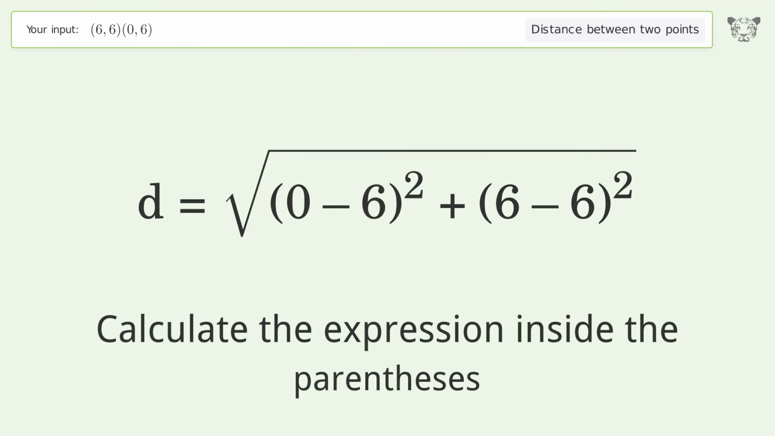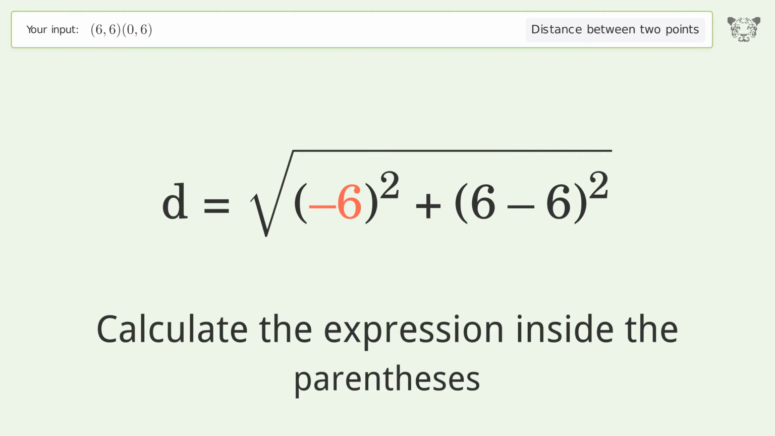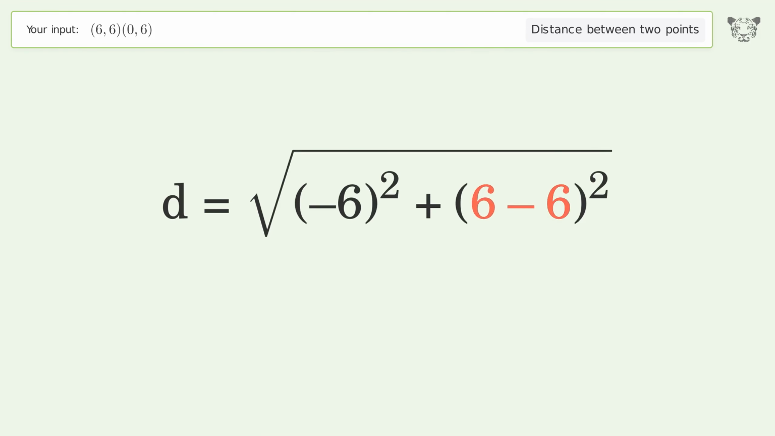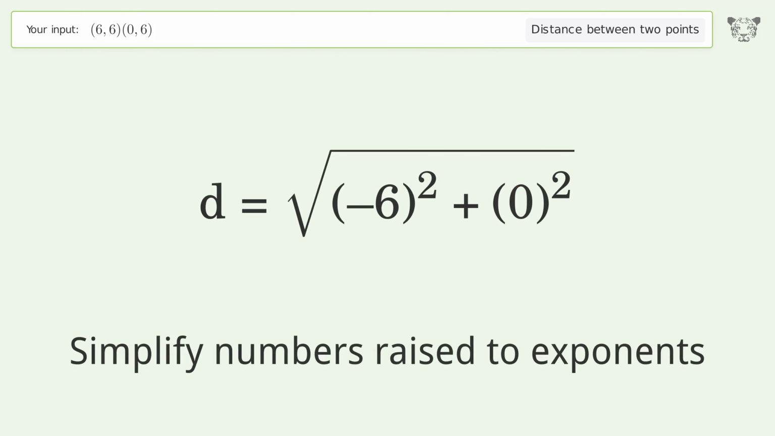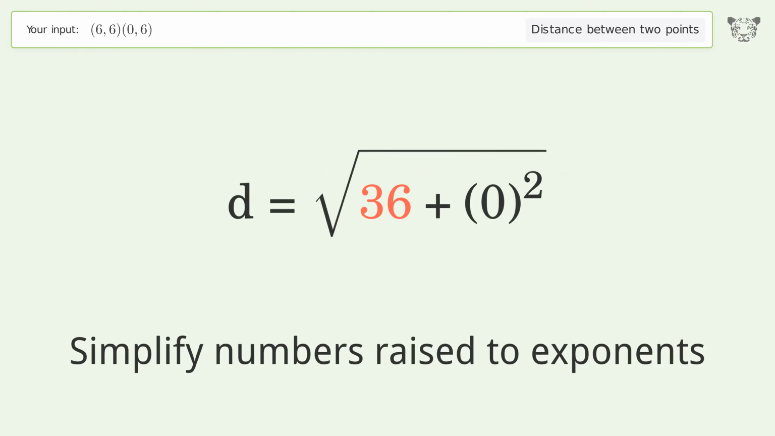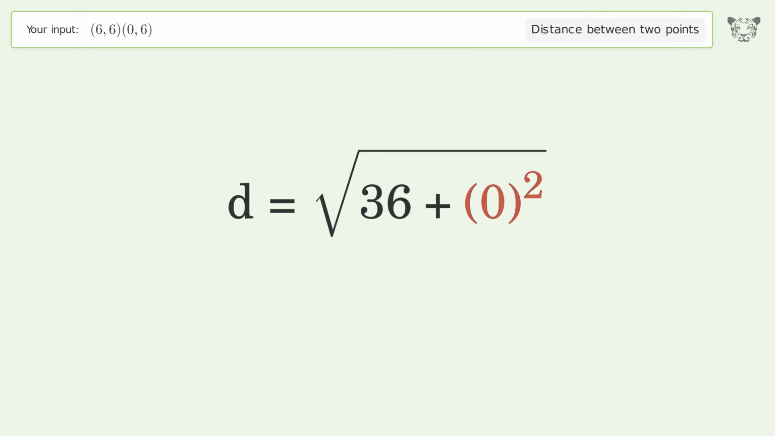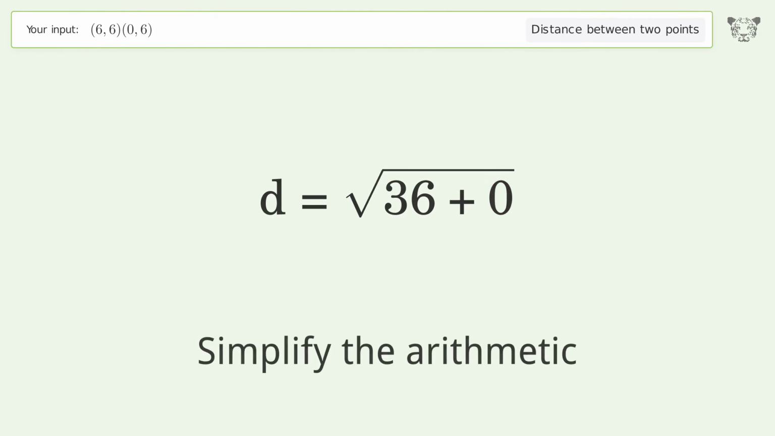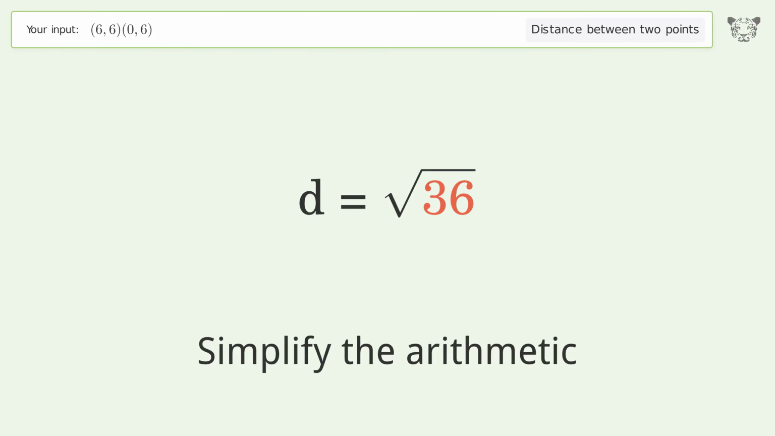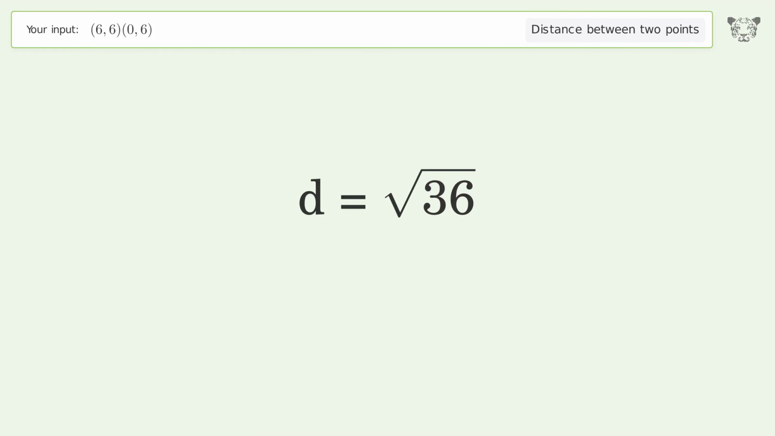Calculate the expression inside the parentheses. Simplify numbers raised to exponents. Simplify the arithmetic. And so the distance between the 2 points is the square root of 36 or 6.